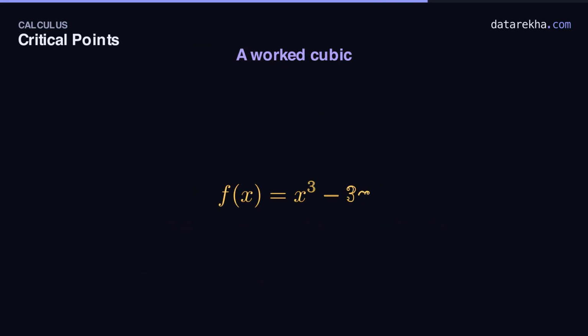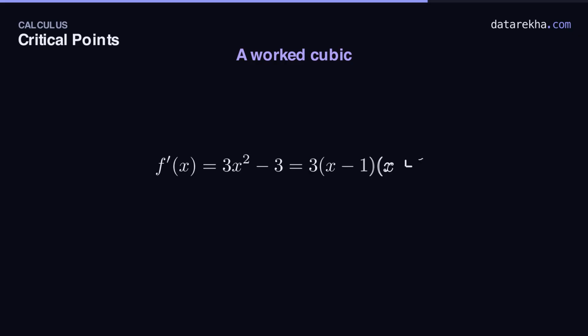Let's put every piece together on one function. The cubic x cubed minus 3x. We'll find its critical points, classify them, and draw it to confirm. Differentiate. 3x squared minus 3, which factors as 3 times x minus 1 times x plus 1. Set it to 0. The critical points are x equals minus 1 and x equals plus 1. The two places the slope goes flat.